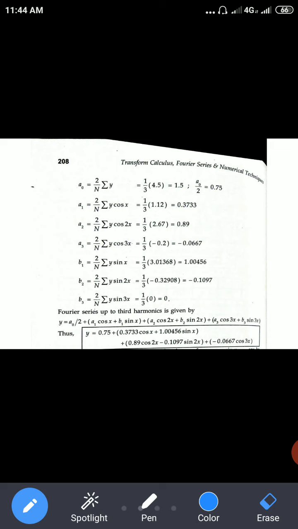So y is equal to 0.75. So a1 means you can write this cos x, b1 sin x, the a2 value is this, the b2 value is this, the a3 value is this, b3 is 0. So I did not write it here.